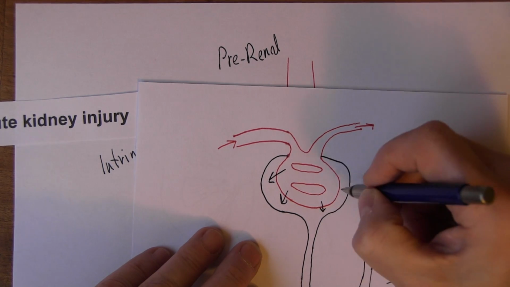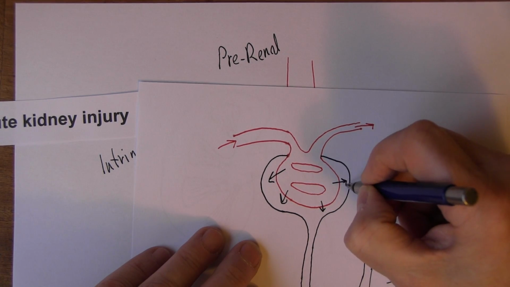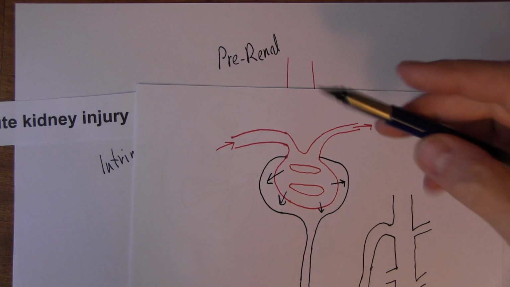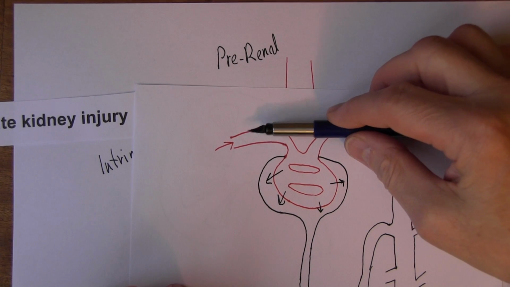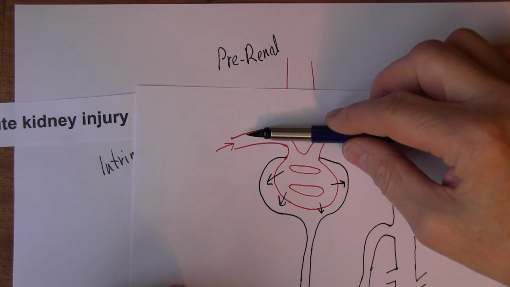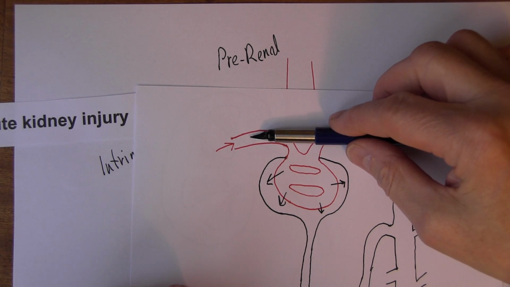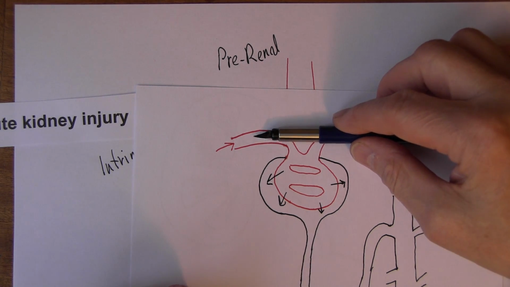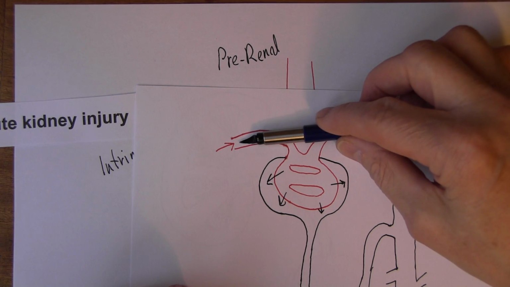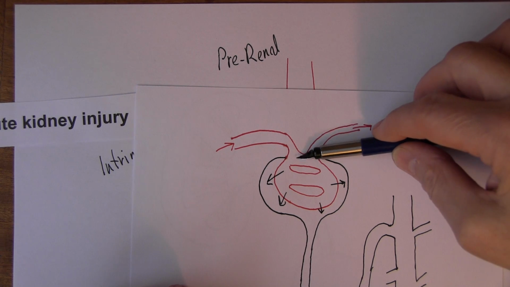So there's hypovolemia, which is a very common cause of acute kidney injury. There's going to be lowered blood volumes. Lower blood volumes mean there's going to be reduced pressure. Reduced systemic arterial pressure is going to lead to reduced renal perfusion. Reduced renal perfusion is going to lead to reduced pressure of blood in the afferent arteriole.